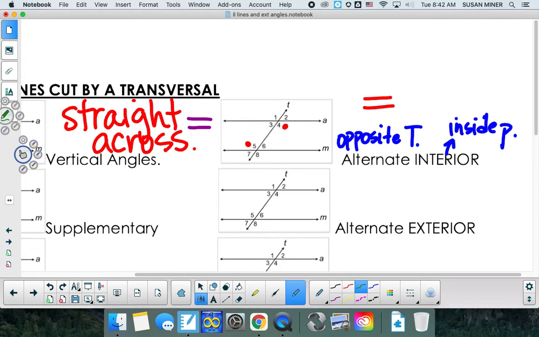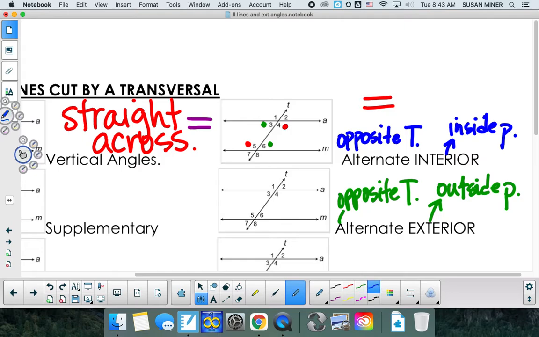Another example of alternate interior would be 3 and 6. There's another set of alternate interior angles. Alternate exterior angles. Alternate would be opposite sides of the transversal, and exterior would be outside the parallel lines. So an example of alternate exterior would be 2 and 7, or 8 and 1 would be another example of alternate exterior.